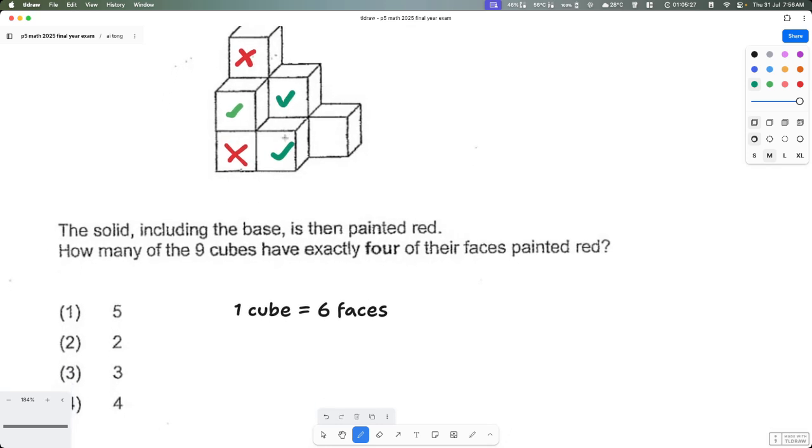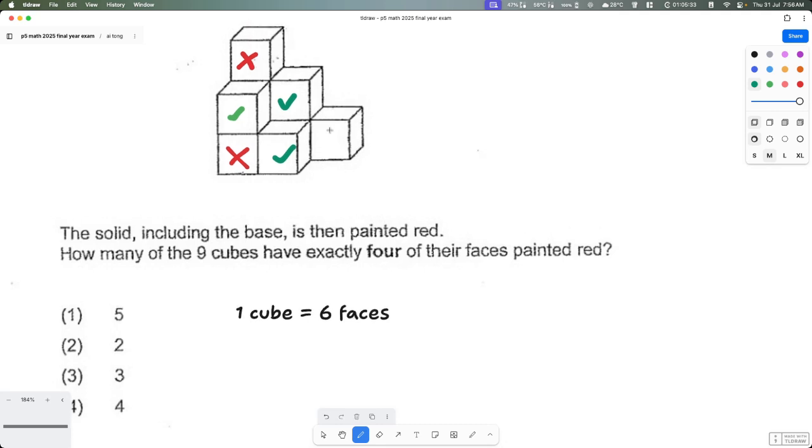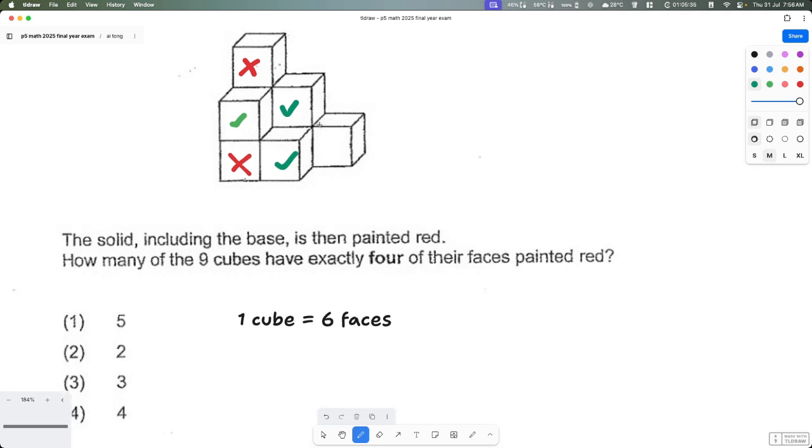So what about this one? For this one, no, because we only have one side that is stuck. So that means for this case, this is not shown as well. So total 1, 2, 3, 4, 5, 6. So there are 3 more that we need to decide whether 4 sides are being shown.